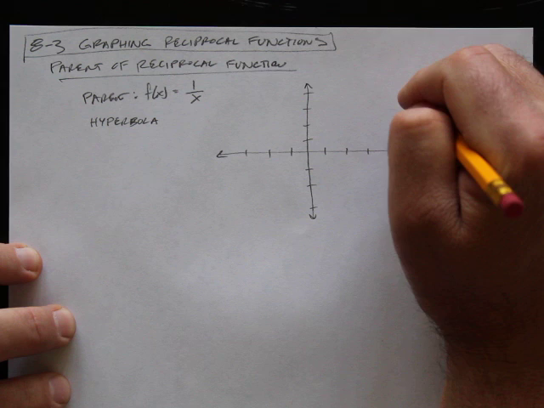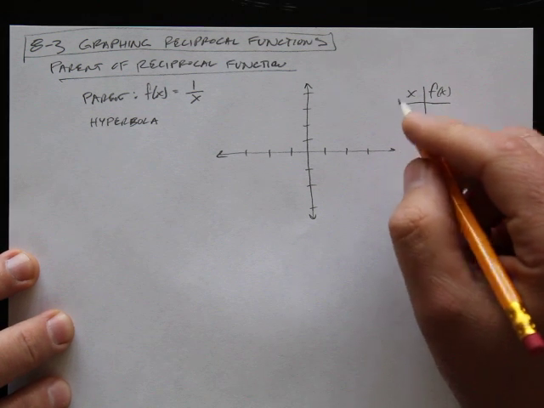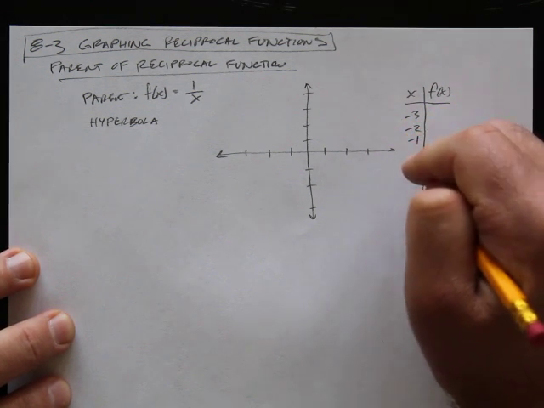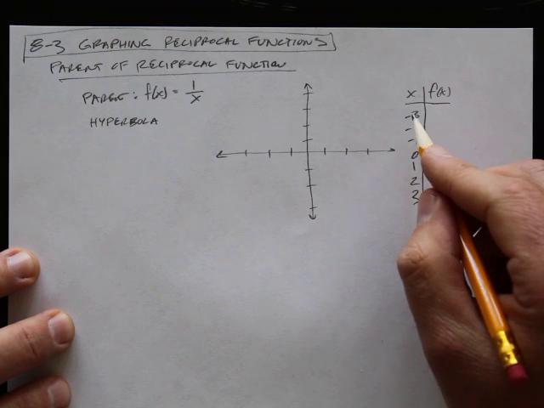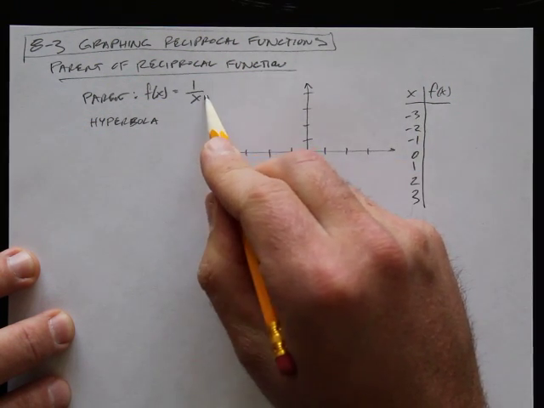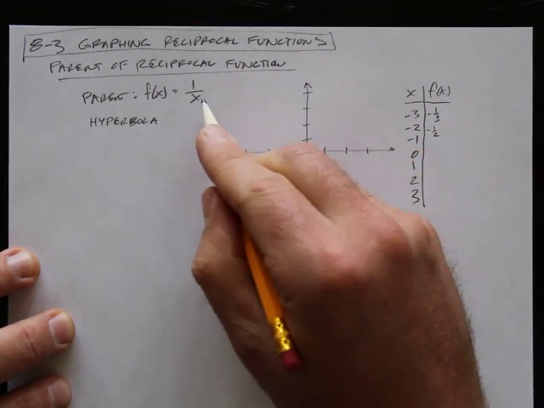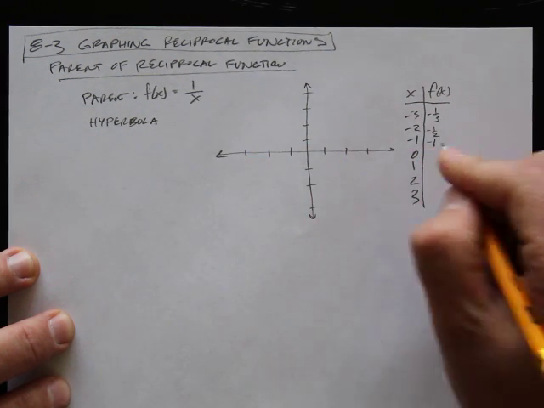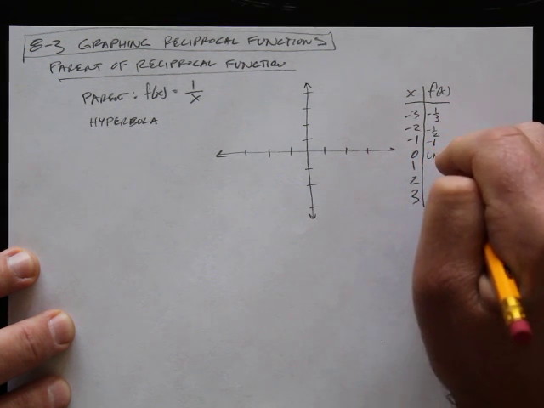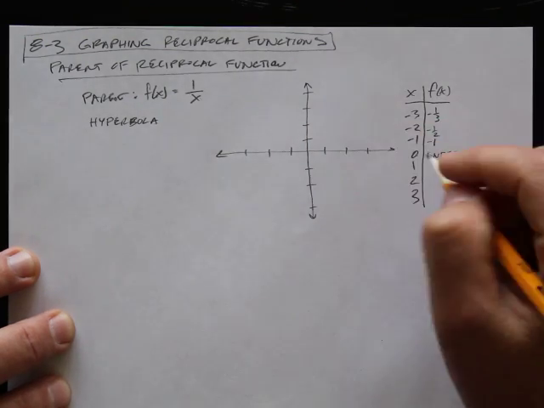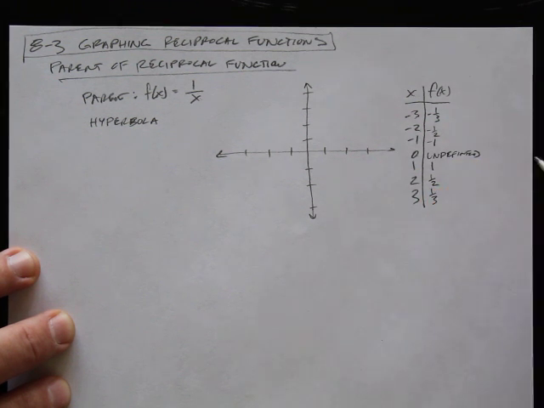Okay. X, f of x. And so we're going to do negative 3, negative 2, negative 1, 0, 1, 2, 3. We want to know what this thing looks like. Okay. Negative 3, so when you plug in negative 3 here, you get 1 over negative 3, so negative 1 third. You plug in negative 2, you get negative 1 half. When you plug in negative 1, 1 over negative 1 is negative 1. You plug in 0, you have 0 as the denominator, so that's not okay, that's undefined. Plug in 1, 1 over 1 is 1, 1 over 2 is 1 half, and 1 over 3 is 1 third. So let's graph these things.